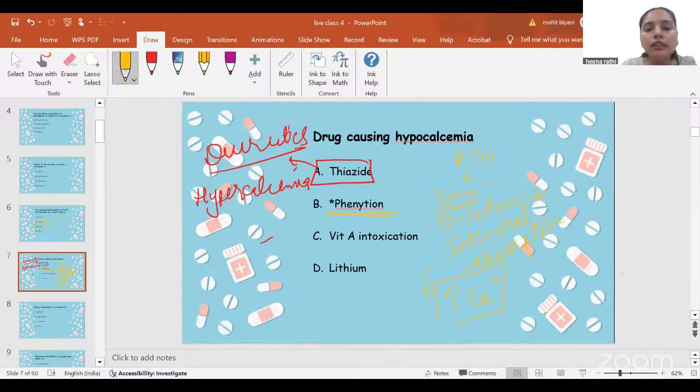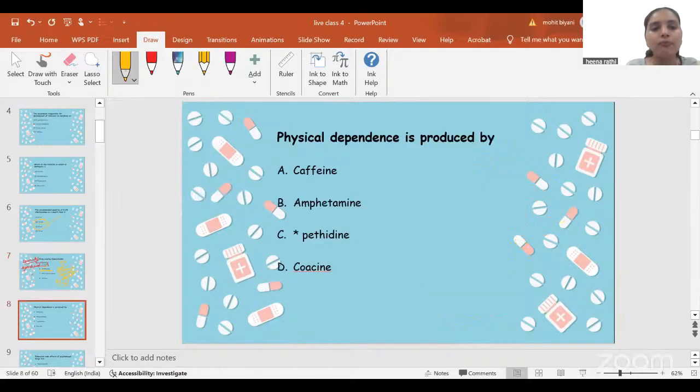So among all, phenytoin is the drug which will have effects like hypocalcemia. Apart from phenytoin, we can take the drug like loop diuretic furosemide as the drug which will produce hypocalcemia.